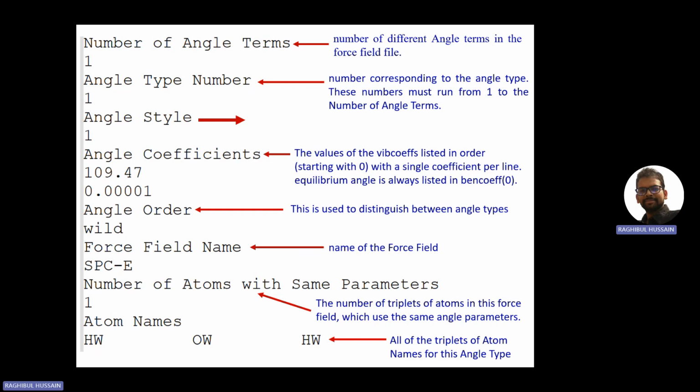Okay. In the angle coefficients, we need two pieces of information. First is the theta naught, second is the K theta. So theta naught is 109.47 degrees. In this case, the K theta value is not given, so we are taking a very small value, 10 to the power -4 or -5. If you want to fix the angle, use this. Then the other things: SPC, number of atoms, what are the atoms? HW, OW is 2.